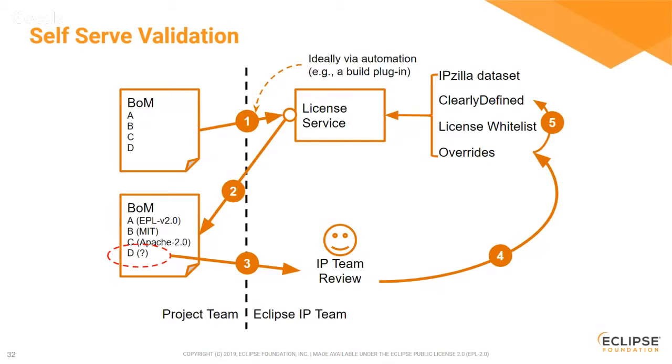In the event that we identify content for which we do not know the license or are not confident in the license for whatever reason, that is the content that we deliver to the IP team. They do their review and then feed that information back into the system, first through a series of overrides, so that once the IP team does their review, the next time you run, it should just come up okay. And then over time, we push that information into the other sources.